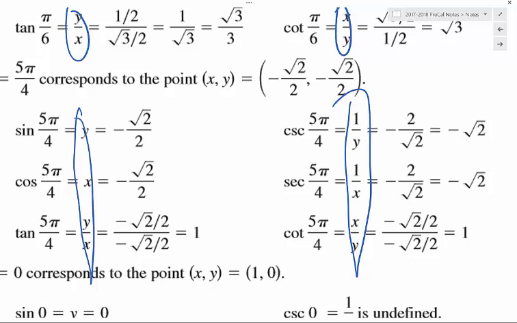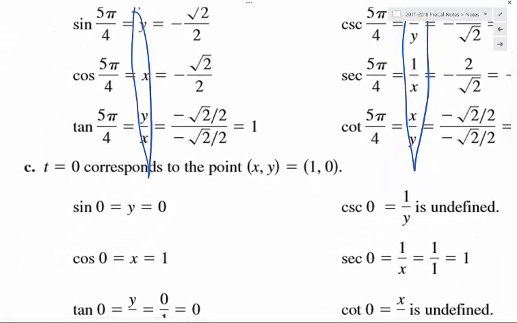So my y value and x value were both square root of 2 over 2. So the tangent, because they're the same, is 1. Well, the reciprocal of 1 is 1, so that's the cotangent. And then the cosecant and the secant are each negative 2 over the square root of 2, respectively. And when you rationalize your denominator, you get negative square root of 2.